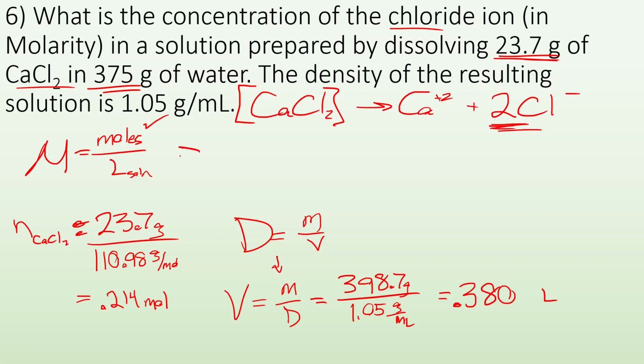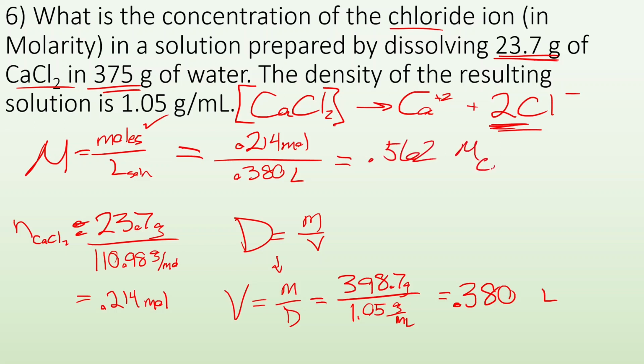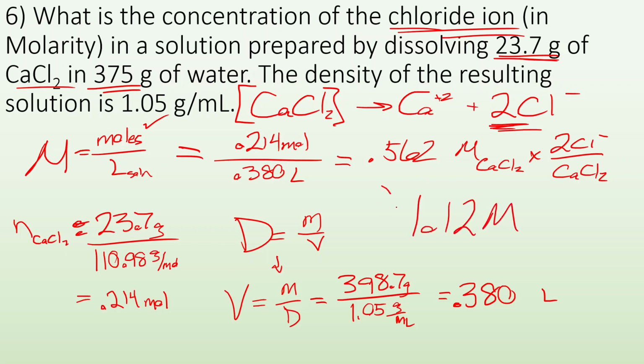So now I can plug all that into my molarity formula. I got 0.214 moles divided by 0.380 liters of solution, and when I do that, I get 0.562 molar for that calcium chloride. But the problem is saying just the chloride ion. So I got to multiply that by 2, because I get 2 chloride ions for every calcium chloride. So when I double that, I end up with 1.12 molar as my final answer.